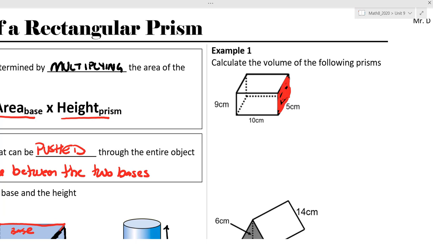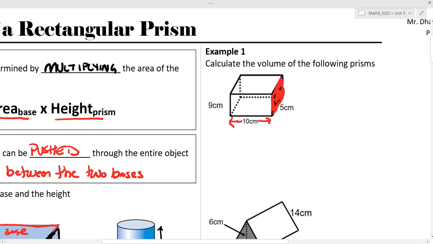Our height is the distance between that base and its mirror side. So that would be our height. What is the 9 for? Oh, then we'll need the 9 to help calculate our volume, right? So our volume is area of base times height.